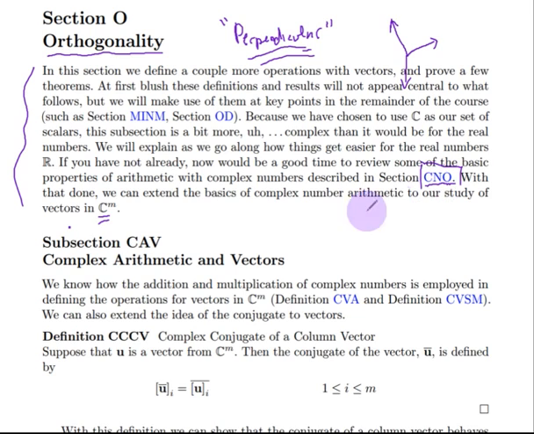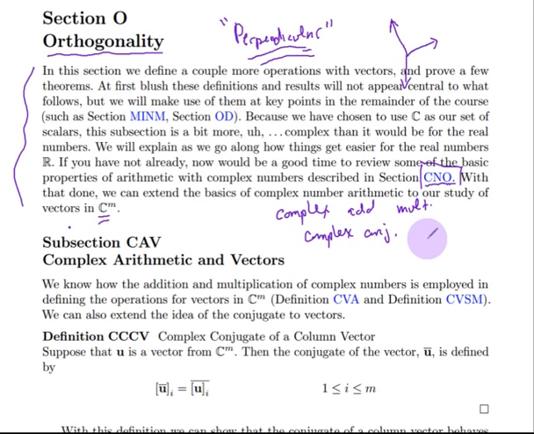You don't need to know that much about complex numbers. You need to know how to do complex addition and multiplication, and you also need to know what a complex conjugate is and how to use it. That's really all you need to know, these basic operations.